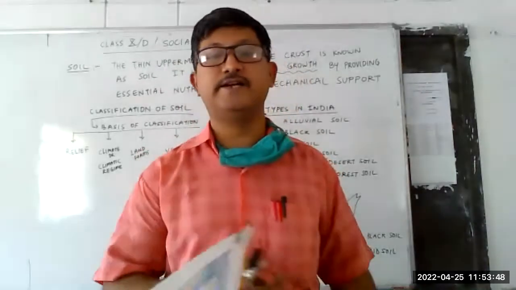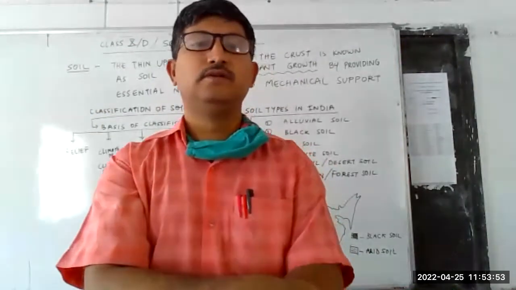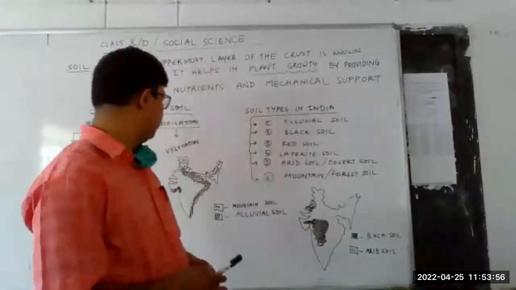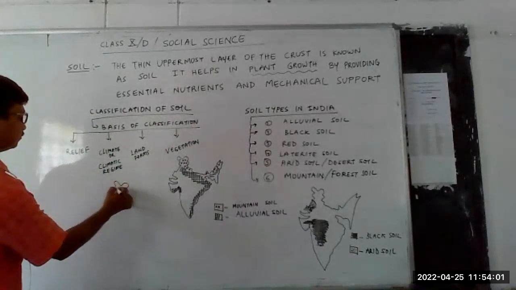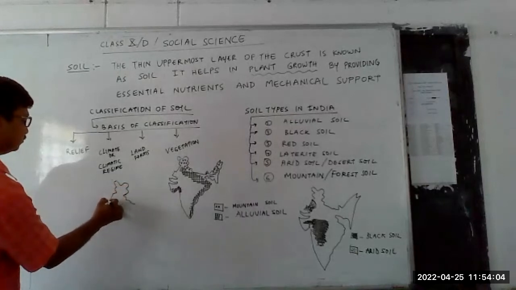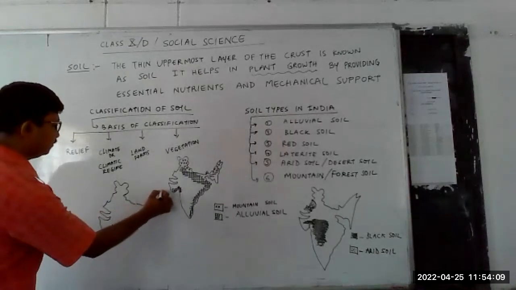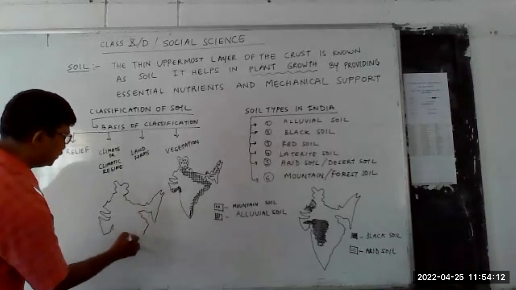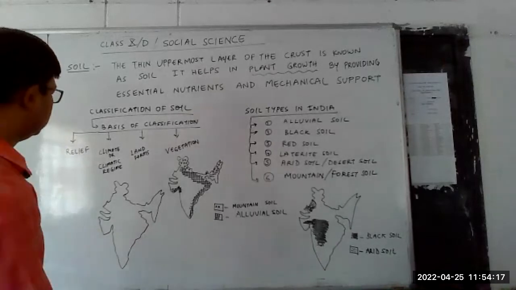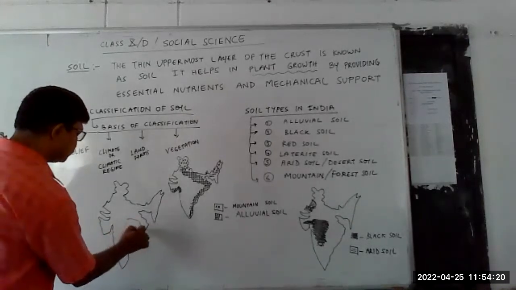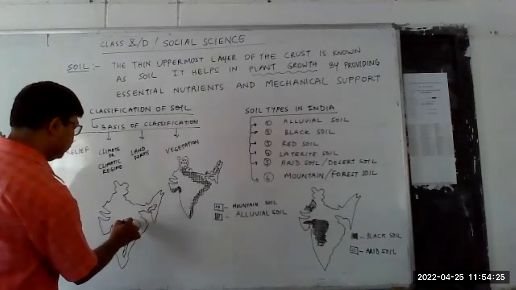Now, why are red soils red in color? One more question. Who can tell me why red soils are red in color? Iron. Due to diffusion of iron. Very good. So here we will show an area and I will write R.